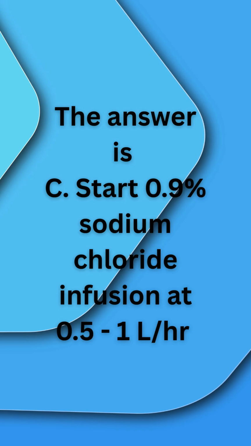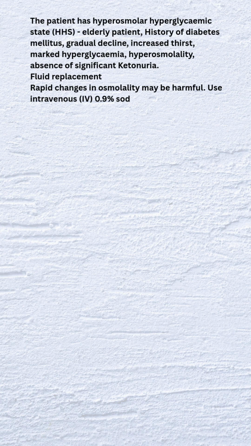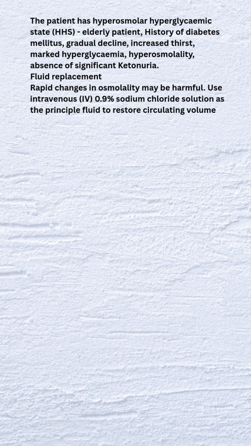The answer is C. Start 0.9% sodium chloride infusion at 0.5 to 1 L per hour. The patient has hyperosmolar hyperglycemic state, HHS: elderly patient, history of diabetes mellitus, gradual decline, increased thirst, marked hyperglycemia, hyperosmolality, absence of significant ketonuria. Fluid replacement. Rapid changes in osmolality may be harmful. Use intravenous, IV, 0.9% sodium chloride solution as the principal fluid to restore circulating volume and reverse dehydration.